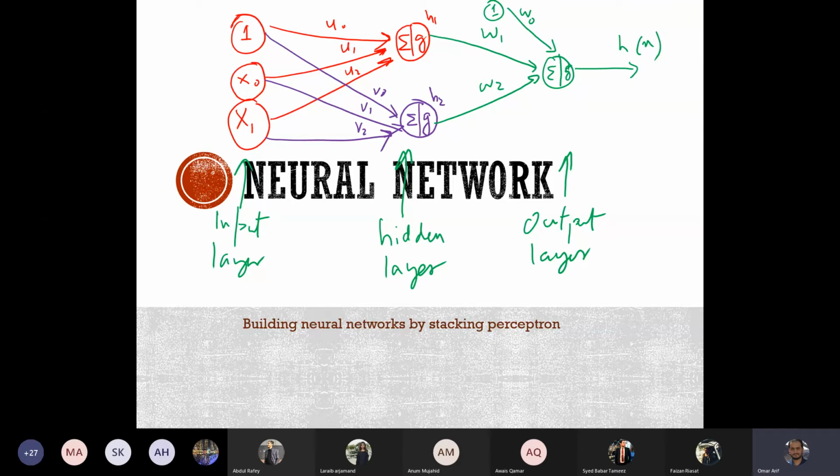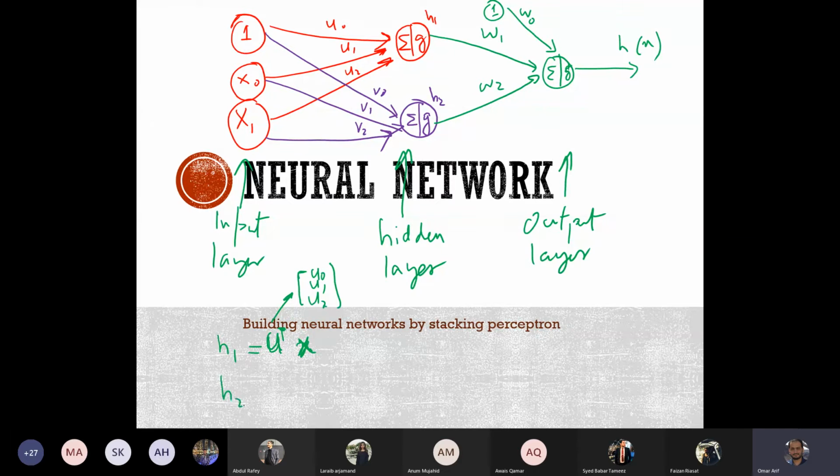Now, if I want to write it using equations, the hypothesis, I'm going to start with H1. H1 is the input vector X, and the parameter for this first neuron is U. So U transpose X, right? And U is a vector, remember, it is this vector U0, U1, U2. And X is also a vector, so I can maybe write it bold. X is a vector with components 1, x0, and x1.